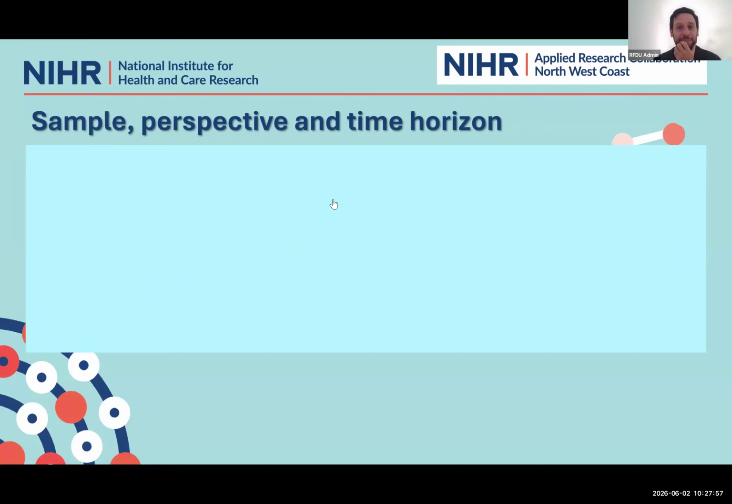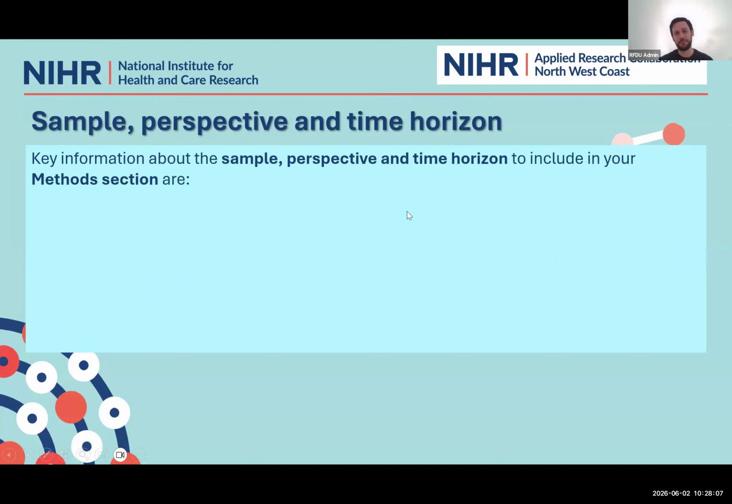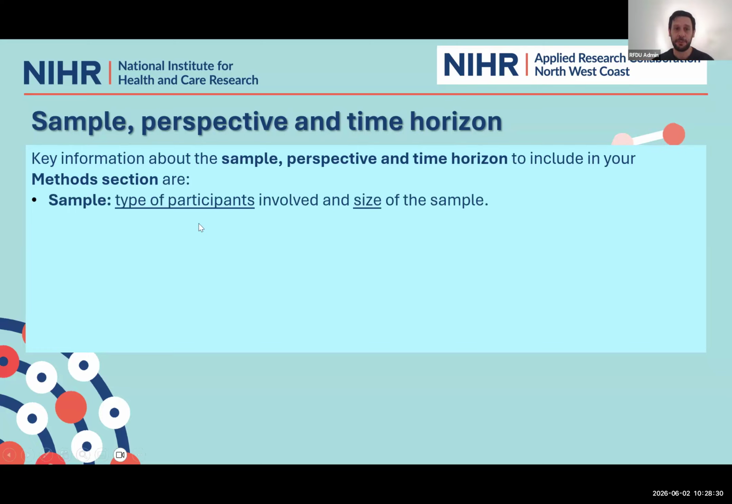In terms of the other concepts regarding the analytical approach, I'm going to cover very quickly sample, perspective and time horizon. These are, I think, concepts which are to some extent peculiar to economic evaluation. Of course, sample is a very general term which can be applied to other studies, but perspective and time horizon are probably a bit more peculiar to economic evaluations. You can find all this information, typically in the methods section, and we will include all this information in our methods section.